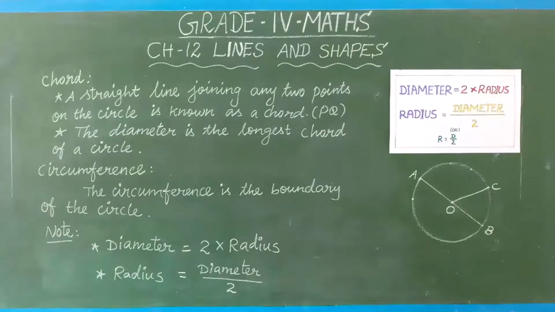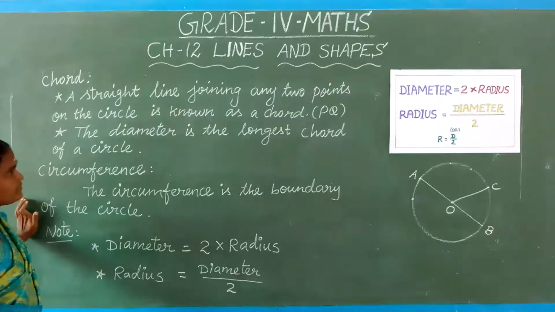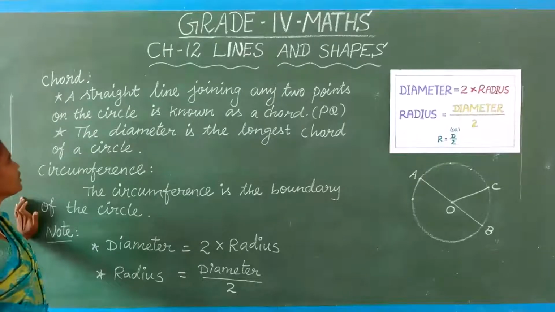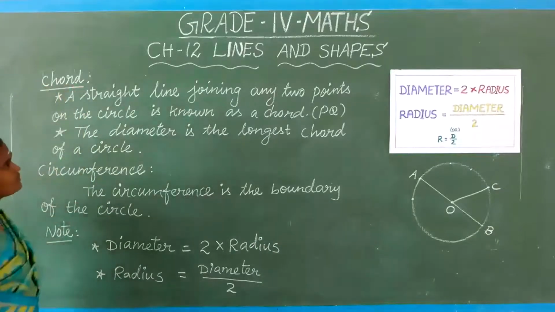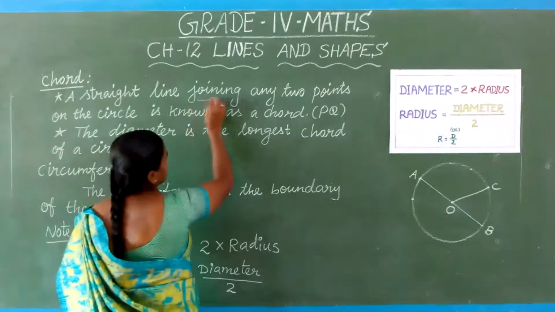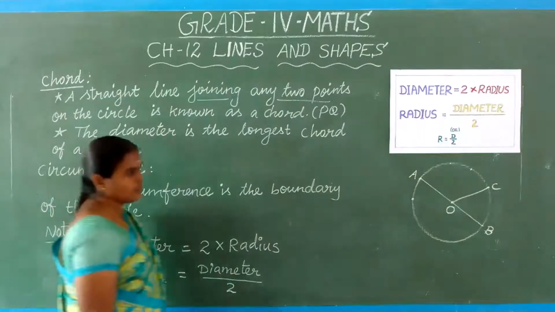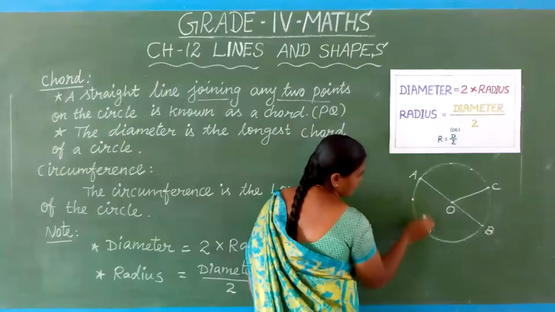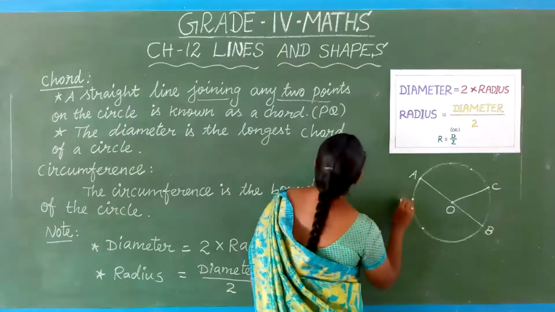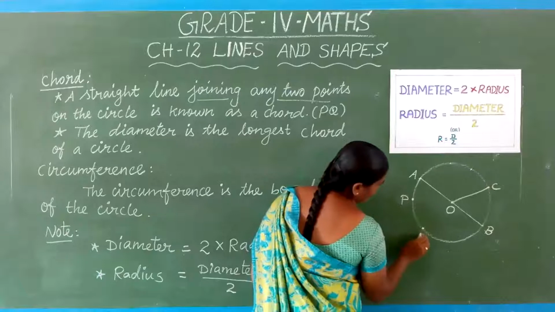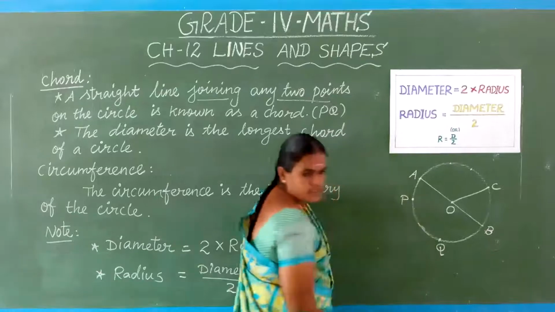Next concept, chord. So what is the meaning of chord? A straight line joining any 2 points on the circle is known as a chord. Any 2 points on the circle. Here is 1 point, this point is D, so I will say P. Here is another point, Q. Join this PQ.